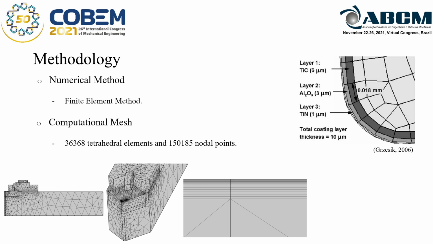This figure on the right is the representation of the computational mesh used by Grzyk 2006, also showing the arrangement of the coating layers that was considered in this work. In the three figures below, the computational mesh used in the set under analysis is shown. Then it's possible to check the arrangement of the tetrahedral elements and then, in the photo on the far right, the arrangement of the elements in each coating layer.